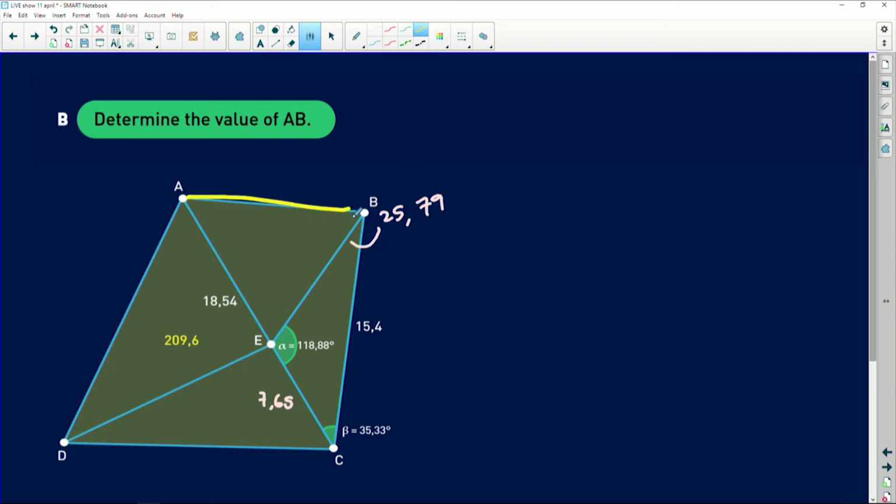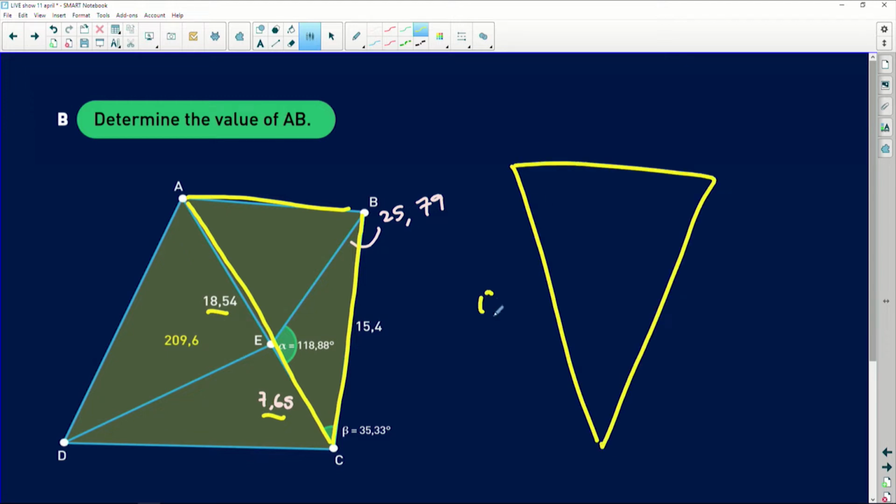Okay, well, we were told specifically, guys, that this line here is a straight line. So we can treat this whole big triangle as a triangle that we can work with. Okay, so here, because we have these two lengths here, we have the whole length of that side there, which is 18,54 plus 7,65, and that's AC. We also know that this here is 15,4, that's B.